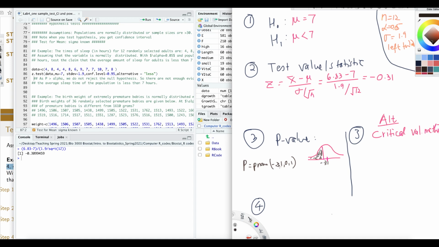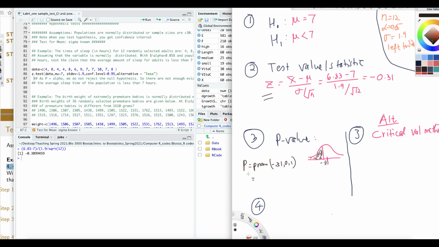Okay, so the p-value is the area left of the test value here, because z is negative 0.31. That's what we found, right? So z is negative 0.31. Whenever we talk about the z, it should be 0 and 1 for the mean and standard deviation.